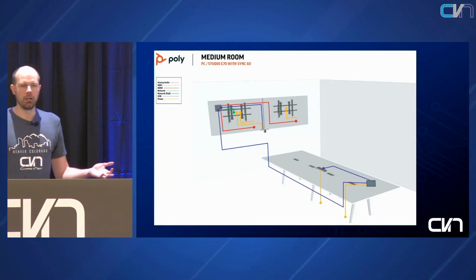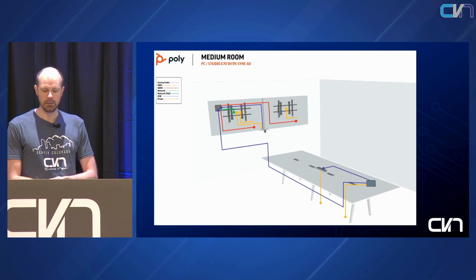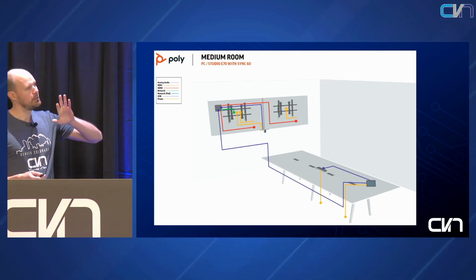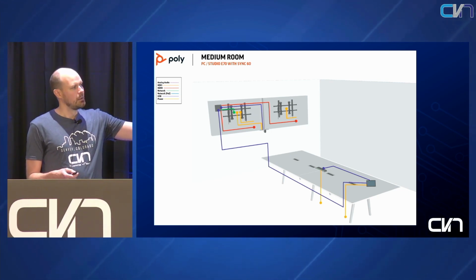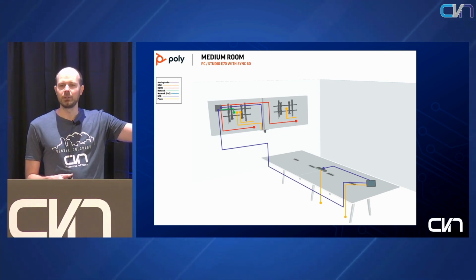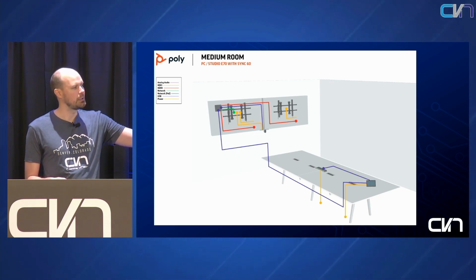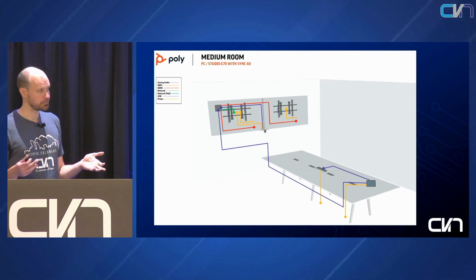Here's an example of the Poly room configurator of an output you might get. So this is a Windows room system where the compute is mounted behind the display. We've got the touch panel on the table. You can see the different wiring configurations that come down. Obviously, the purple cable is USB, and you see the yellow cable is power.